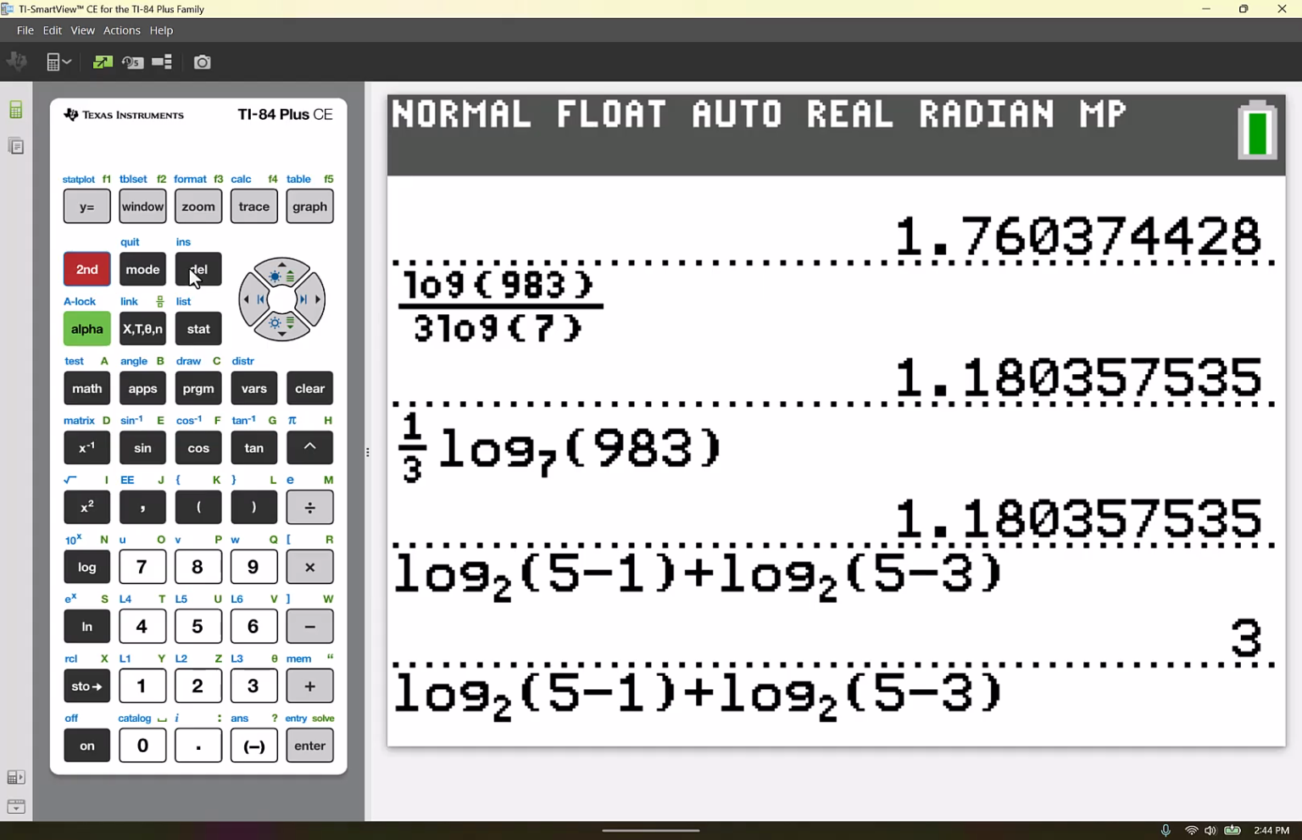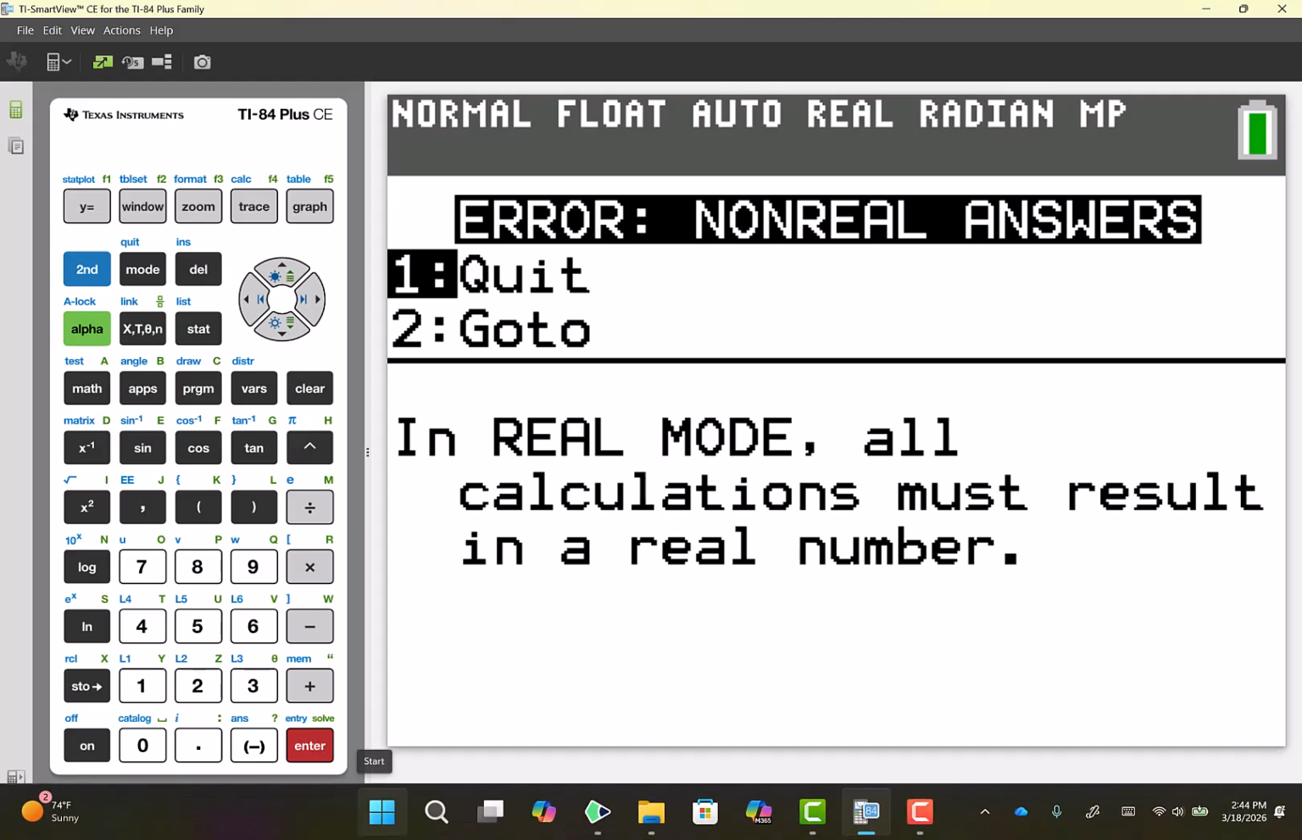So second insert -1, and then delete that. And then I'm going to go to this one, and I'm going to go second insert -1, delete, and push enter, and voila.